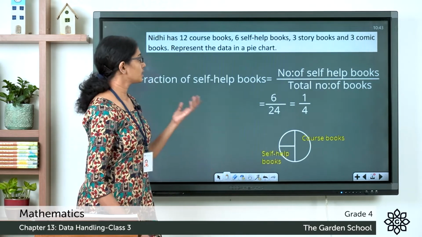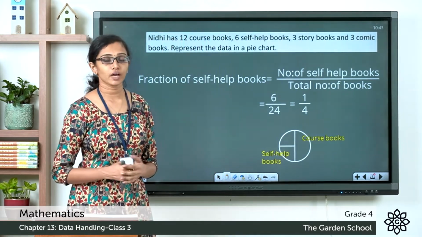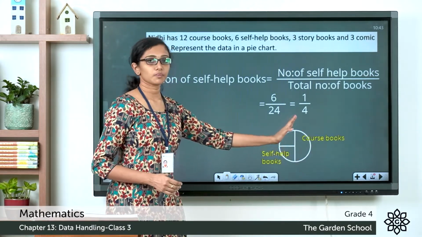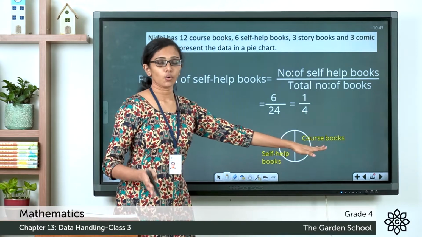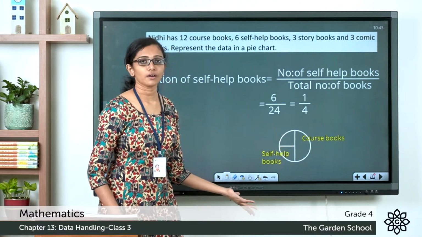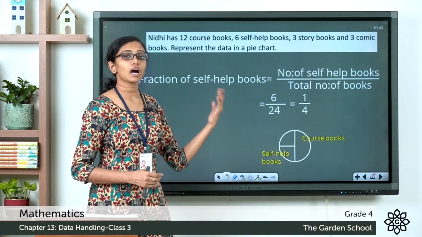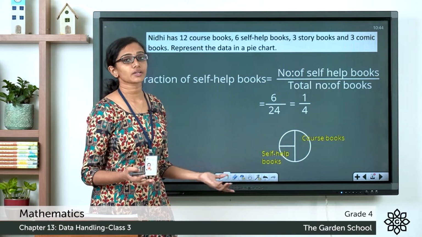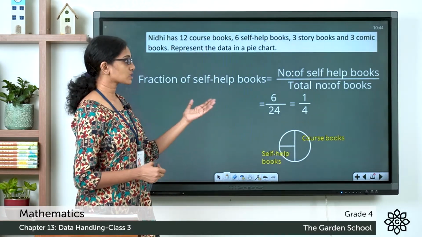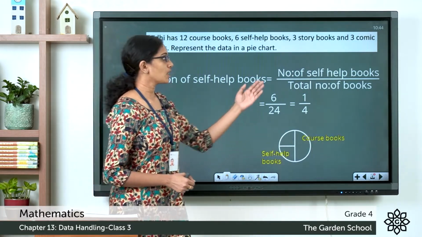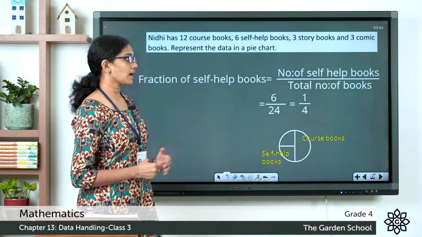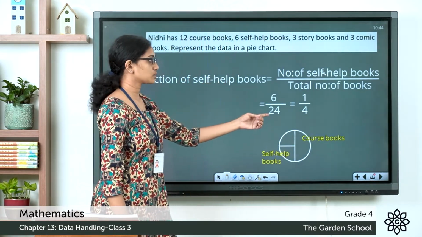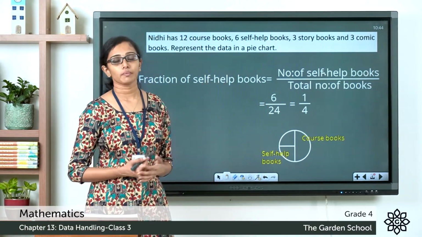So now let's see what is the fraction of self-help books. Now we marked the part of the pie that represents the course books. Now we are left with the other half, right? So among the other half, or the remaining 12 books, we need to find out the fraction of self-help books. So the fraction of self-help books will be equal to the number of self-help books divided by the total number of books. So that is equal to 6 divided by 24, that is equal to 1 by 4.